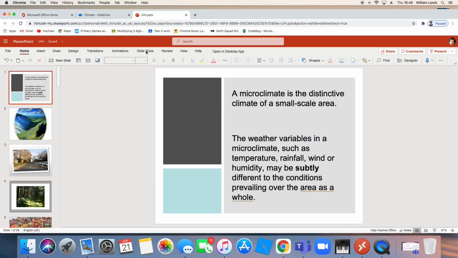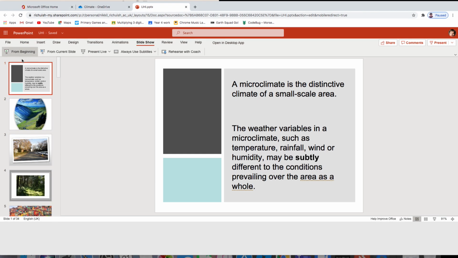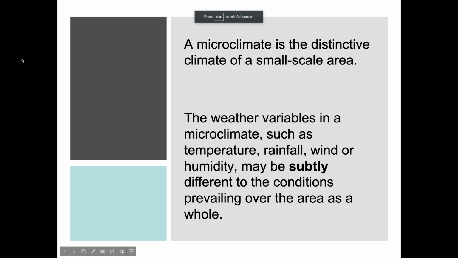Hello everybody, so today's topic is microclimates, as is appearing on screen in front of your very eyes. And the year that I'm making this video, the module booklet pages that accompany this are page 60 onwards.